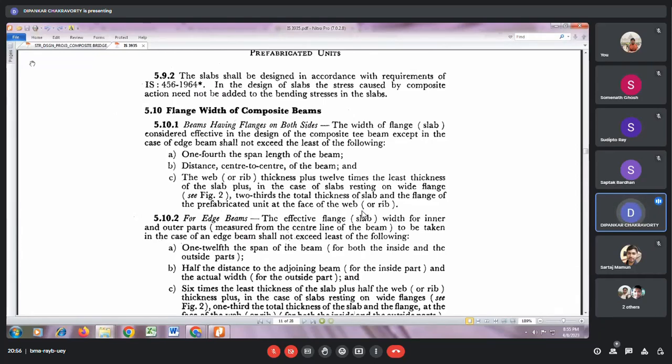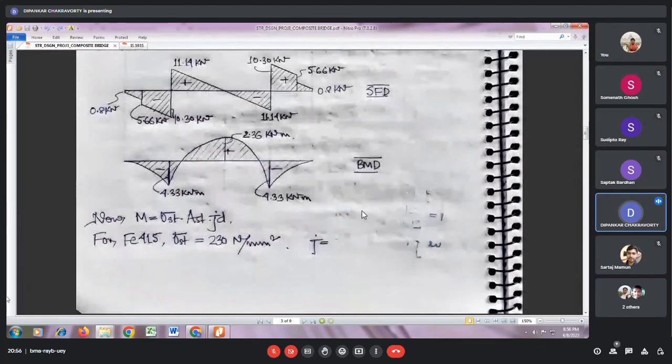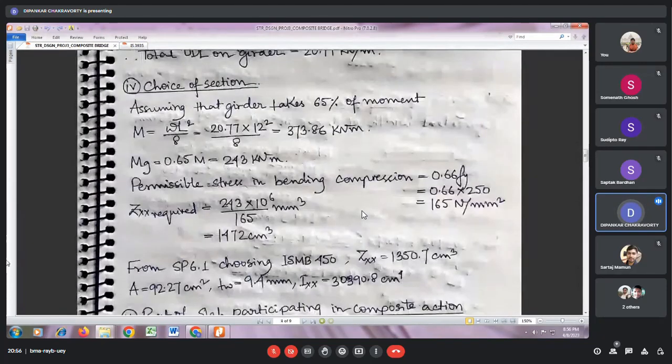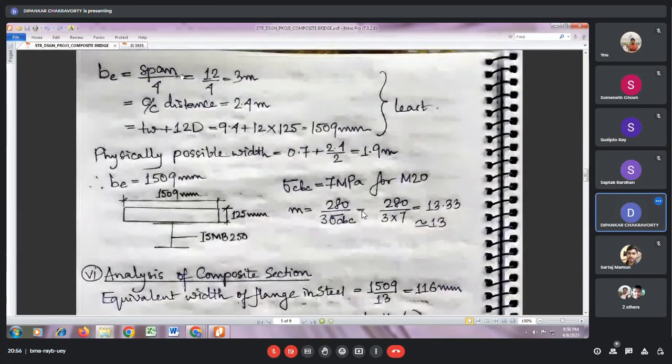So these are the three different criteria, and whatever value you get, you have to take the least, and that has been done exactly here. Span by 4, center to center distance between girders, and thickness of web plus 12 times the overall depth of the slab. And we have seen that it is coming as 11509.